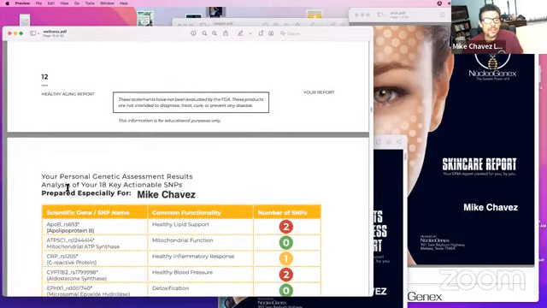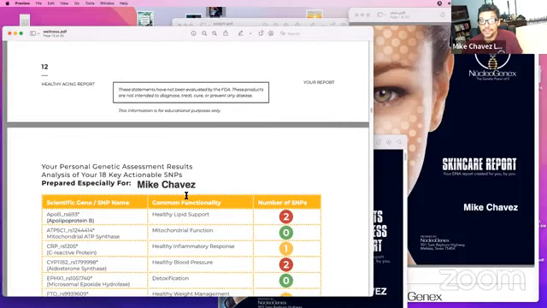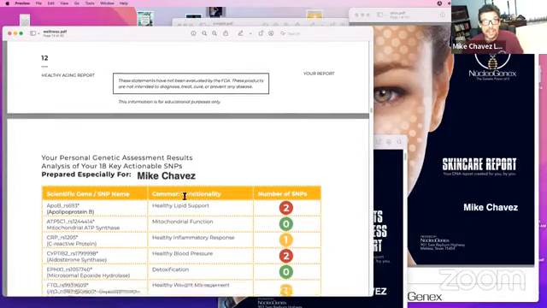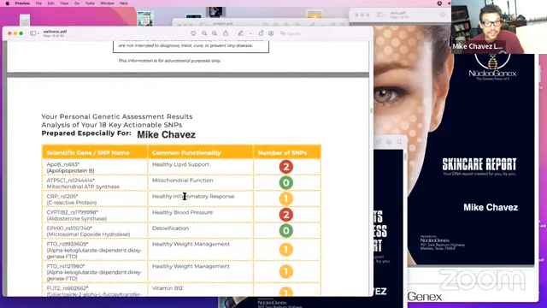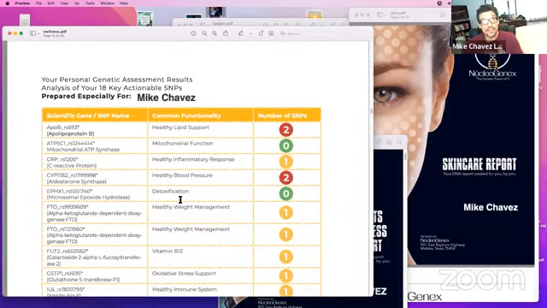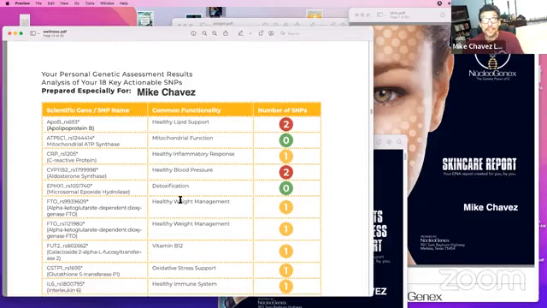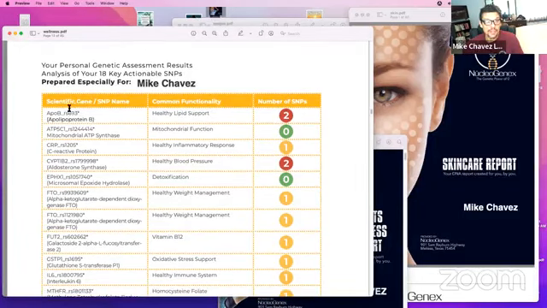And this one says, your personal genetic assessment results, analysis of your key actionable SNPs. Again, actionable means I could take action on these and make lifestyle changes. And these are the variants that I got. I mentioned to you a couple of seconds ago that heart disease ran in my family. They color code these reports to show you what genes you need to be concerned about. On the left here, it has the scientific name. In the middle, it shows you the commonality in the function. And then on the right, it tells you the number of SNPs, or variants, that you got.